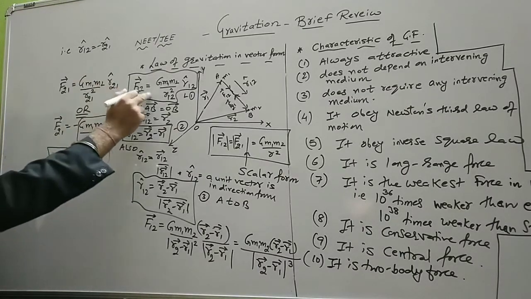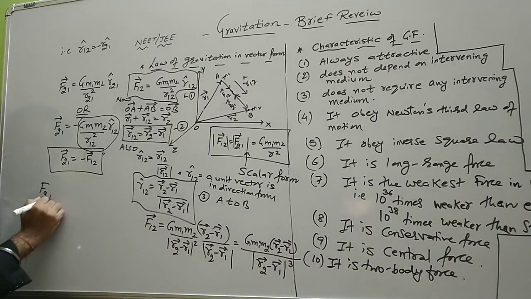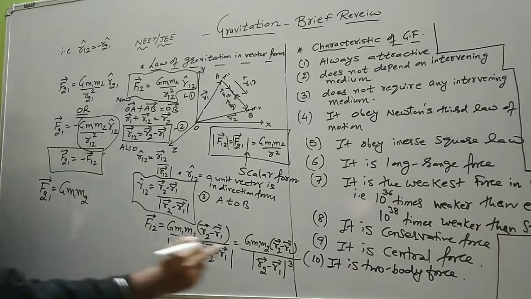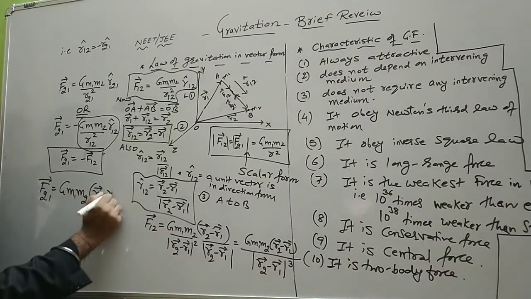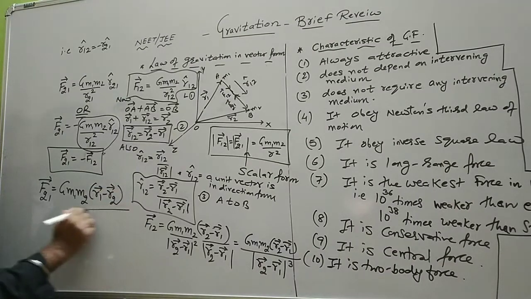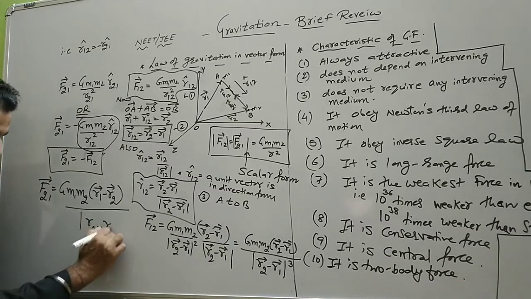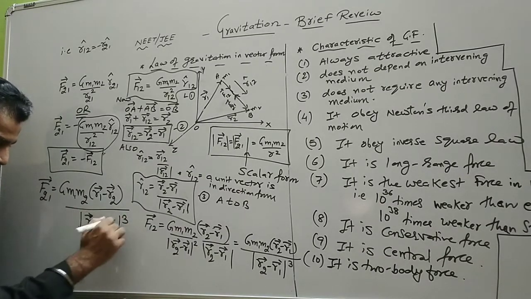So I can write a similar equation now in the vector form. So F21 is equal to G M1 M2. Then we have R2 minus R1. So here it can be written as R1 minus R2, that is in the opposite direction, divided by the mod of R1 minus R2 cube. So this is a magnitude.